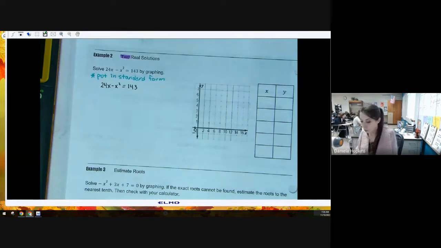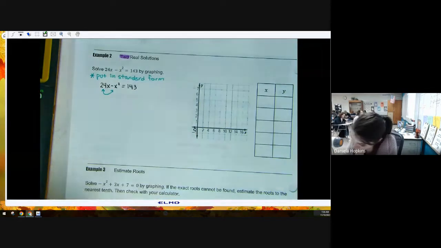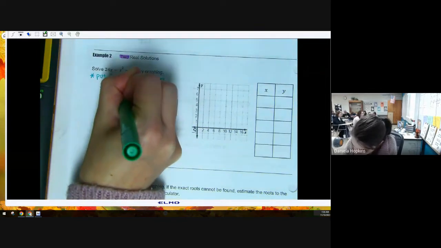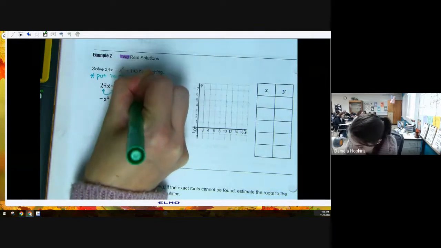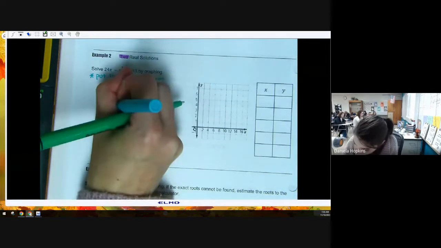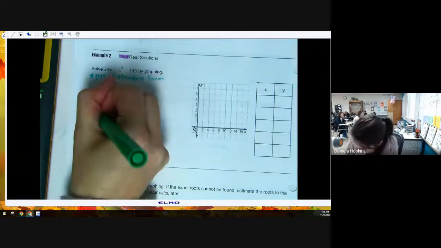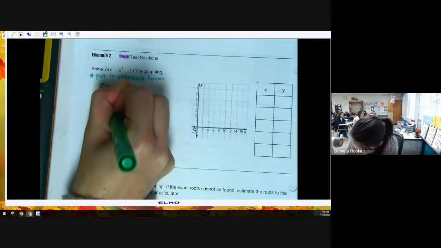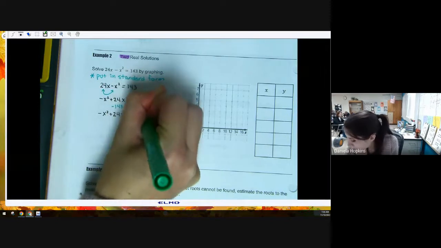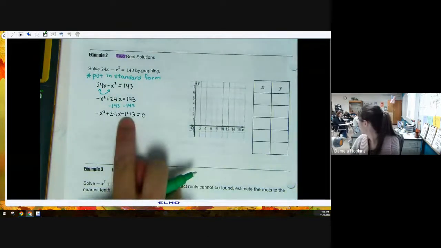I'll start by switching these around. So I have negative x squared plus 24x equals 143. Subtract 143 from both sides. So I have negative x squared plus 24x minus 143 equals 0. Good thing we don't have to graph our y-intercept because it'd be at negative 143, which is way off our thing.